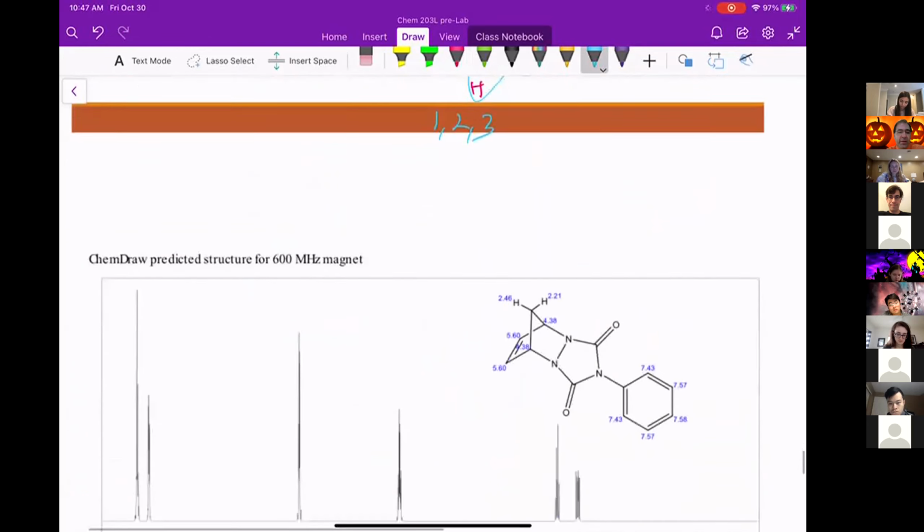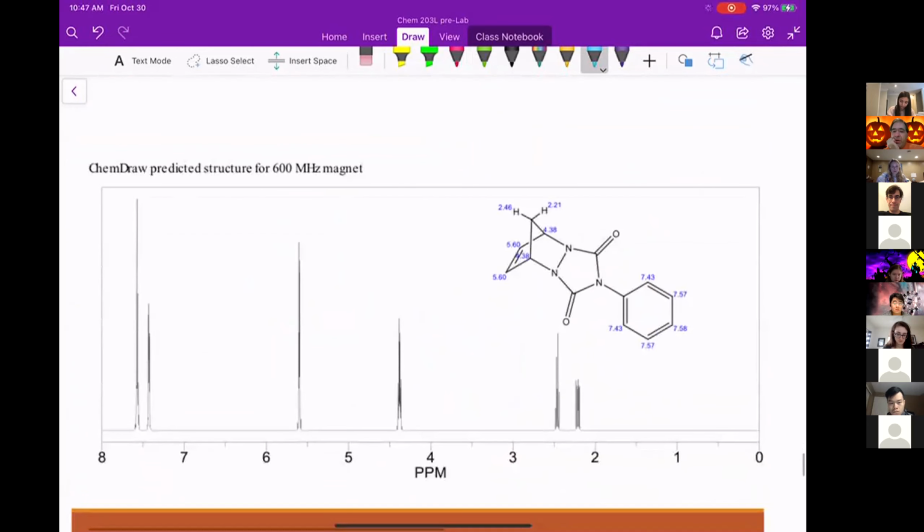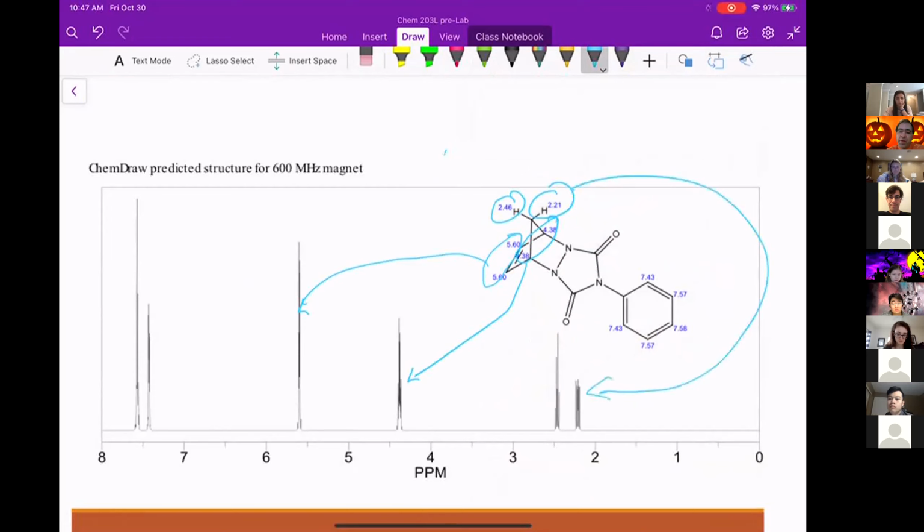Let's actually run it. All right, so here is the ChemDraw prediction of this. What happened here? We definitely have these 2 equivalent here at 5.6. That's those. And then the bridgehead ones at 4.38. That's those. Oh, it does show that these 2 are separate. Okay, 2.21. I'm running out of room here. They have to cross 2.46. I should have flipped this molecule.